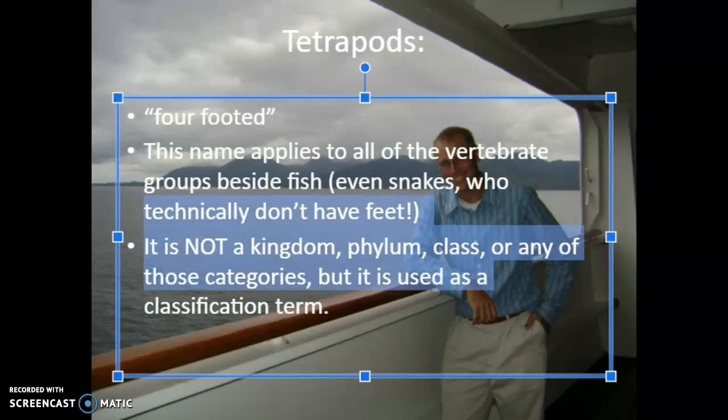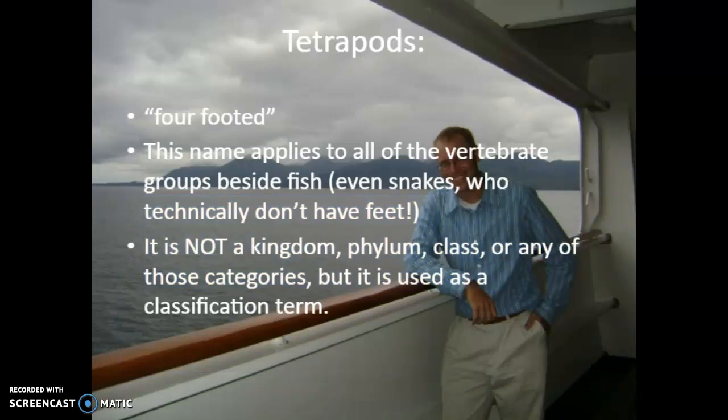Now, when we leave the fish group, we get to the tetrapods, or Tetrapoda. Now, Tetrapoda is not a technical term in the sense that it's not a phylum, it's not a class, it's not an order, but it is used for all of the rest of the vertebrates. It applies to even vertebrates that don't have 4 feet, like snakes. Basically, this group includes all vertebrates except for the fish.